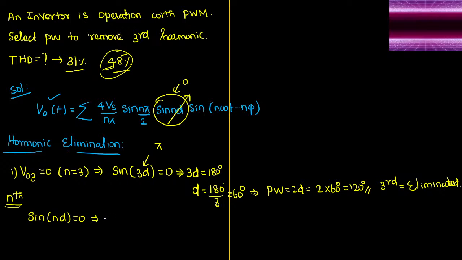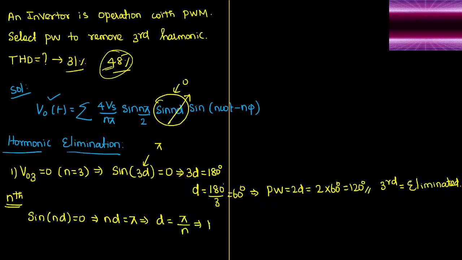Then again from this I can say the value of nd must be equal to pi or 180 degree, in radian or degree, in any way you can write, that is your choice. From this I can say the value of displacement angle d can be written as pi upon n, the harmonic order.